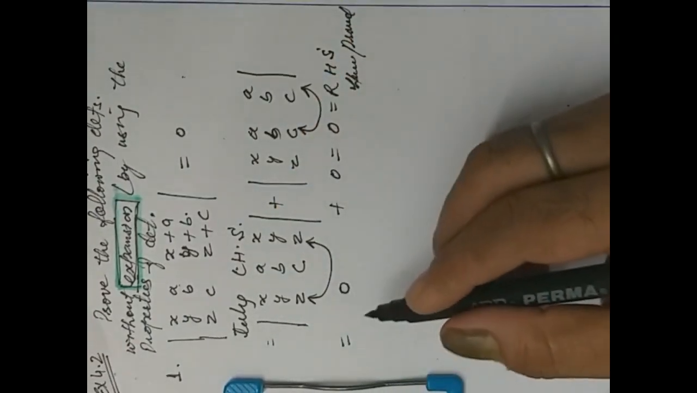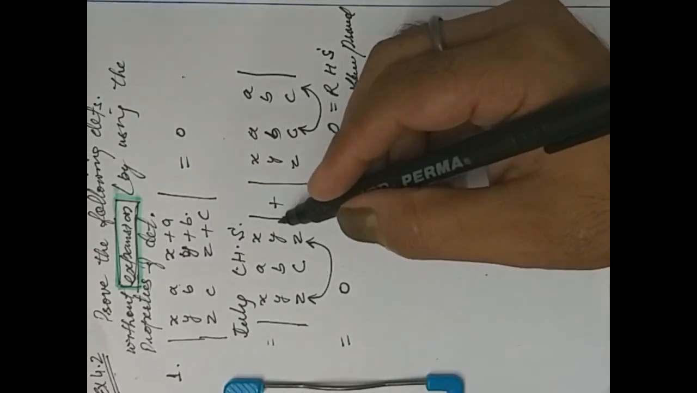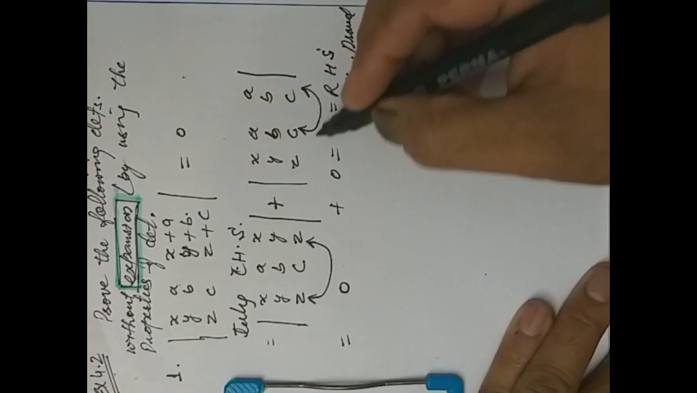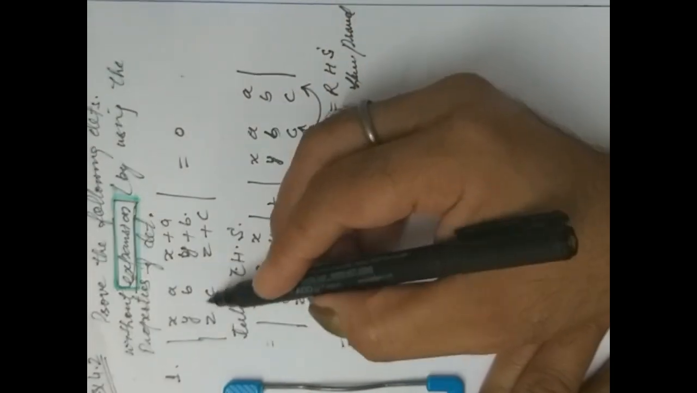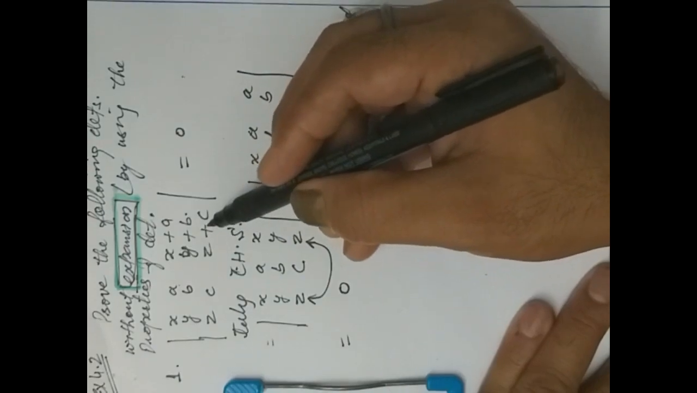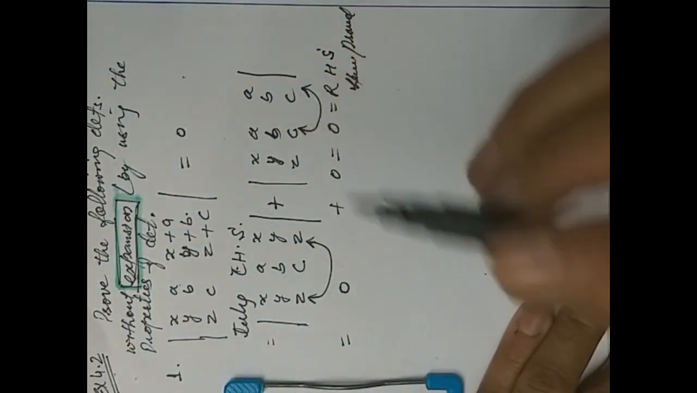So by using the properties of determinant, we have proved this determinant. We have used here two properties. One is that sum property and another one is identical rows or columns property.